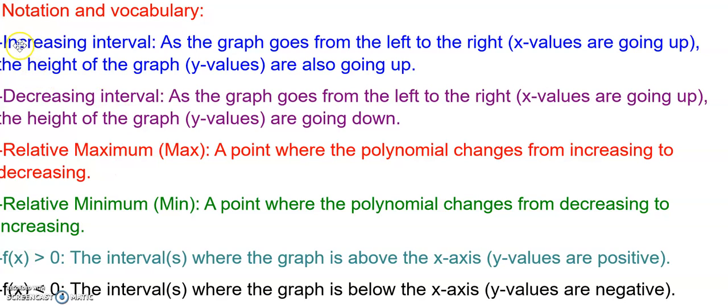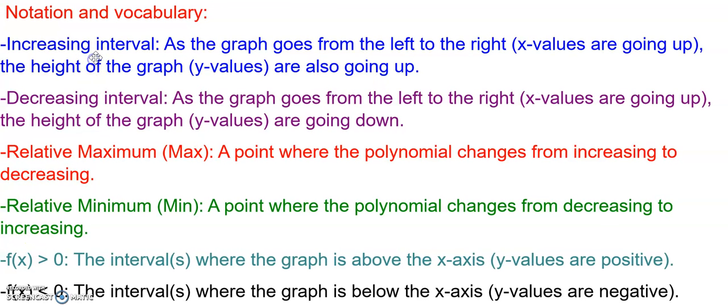So some vocab. Increasing intervals. We have seen increasing intervals. We talked about them in our quadratic functions unit, but remember a quadratic function is also a polynomial. So an increasing interval is describing, as the graph goes from left to right, which is saying the x values are going up, the height of the graph, which is the y values, are also going up. So that's what we mean when we say increasing interval.